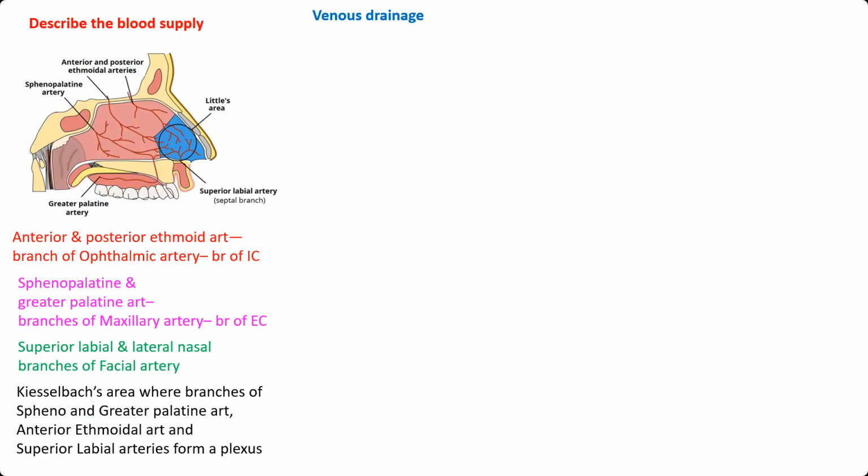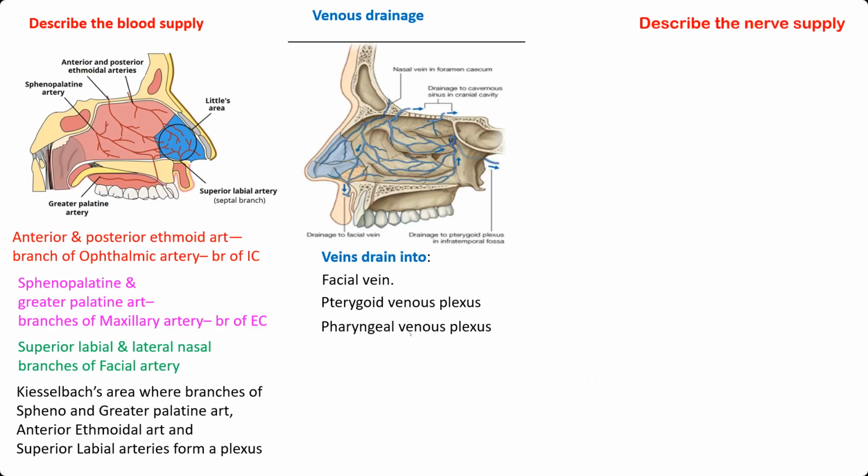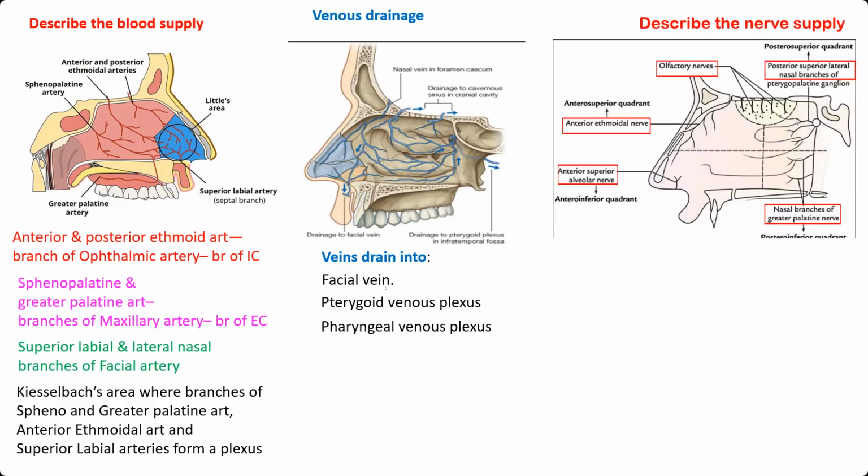Facial vein and pharyngeal plexus vein. The veins drain into the facial vein, pterygoid venous plexus, and pharyngeal venous plexus. Okay, these are the three major sources of venous drainage.